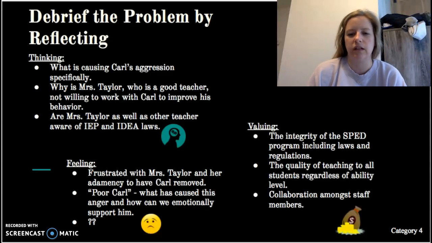Only being 6 weeks in, it is a little surprising that a teacher is this upset with a student and unwilling to work with him. And lastly, are Miss Taylor and other teachers aware of special education laws and regulations that are in place? And if they are not, and even if they are, readdressing these through professional development is incredibly important, because this kind of response should not be happening in school.